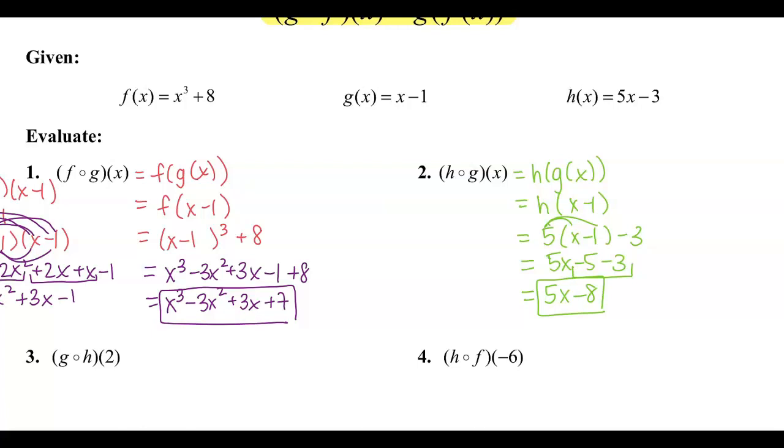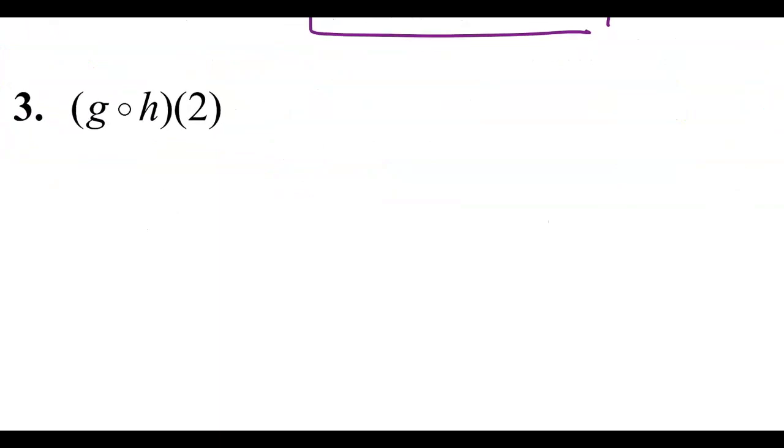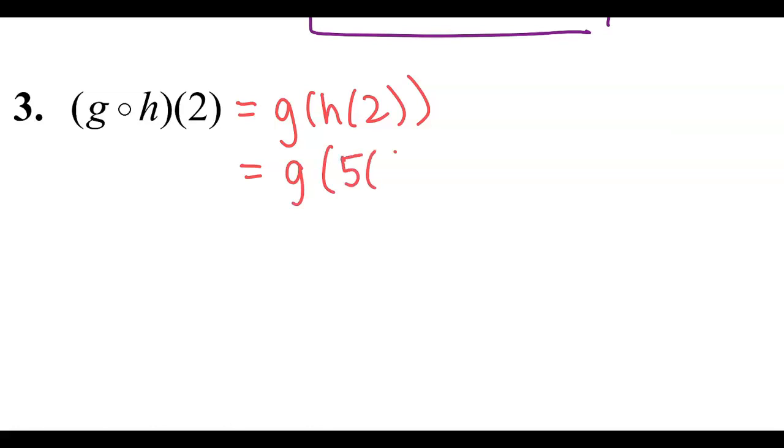So let's look at example 3. In example 3, I'm going to still be using these functions up here at the top of the page, so please pay close attention. So for g composed with h of 2, I'm now going to rewrite this as g of h of 2. And I'm going to, again, work from the inside out. So I'm going to have g parentheses. Okay, well, h of 2, I actually need to simplify. So the h function is 5x minus 3. Instead of rewriting x, though, I'm now going to substitute in a 2.